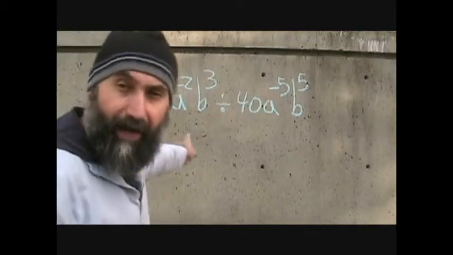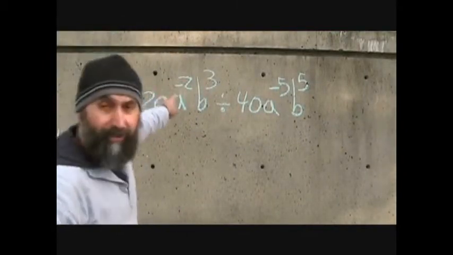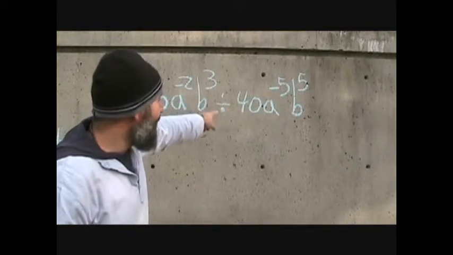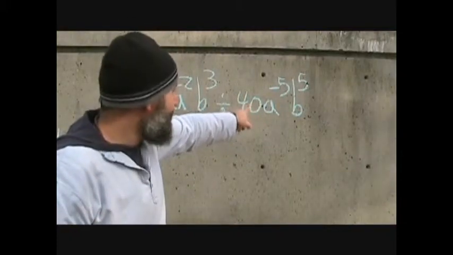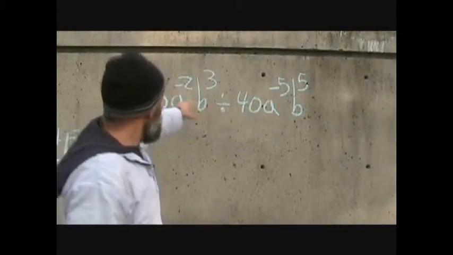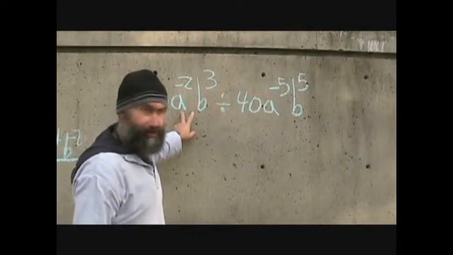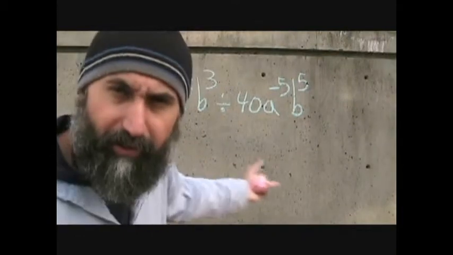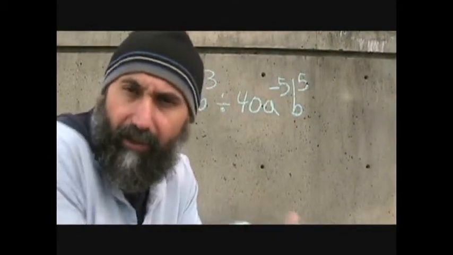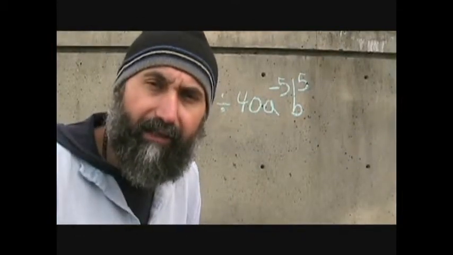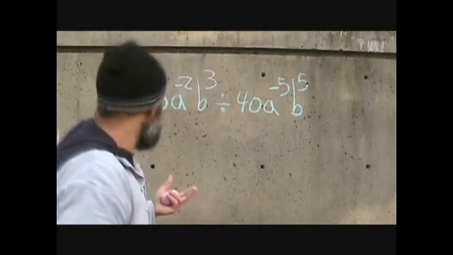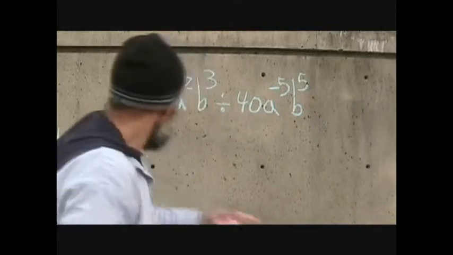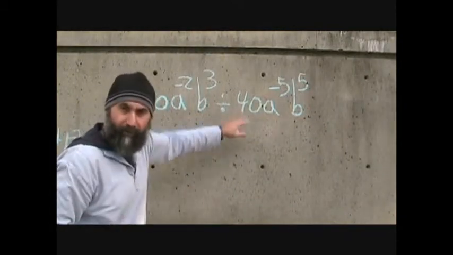So right now we have 120 a to the negative 2 b cubed divided by 40 a to the negative 5 b to the 5. Now what you do with the exponents, their bases are the same. The numbers in front, the coefficients, just deal together exactly the way they did in the real number set. So 120 divided by 40 is going to be 30.